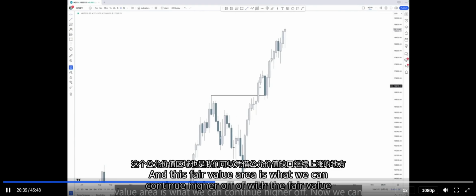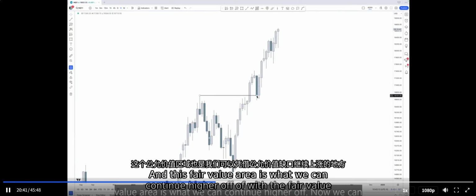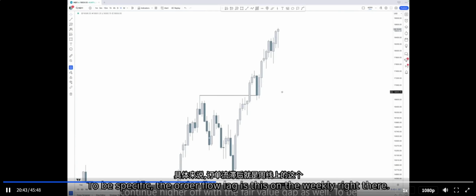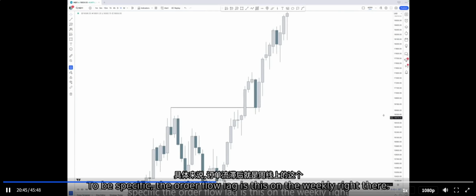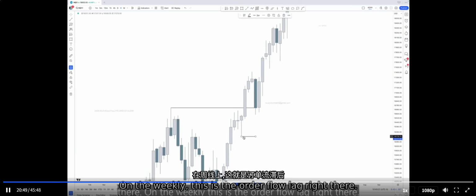Now, right here, we have this fair value area right there. And this fair value area is what we can continue higher off of with the fair value gap as well. To be specific, the order flow lag is this on the weekly right there. On the weekly, this is the order flow lag right there.